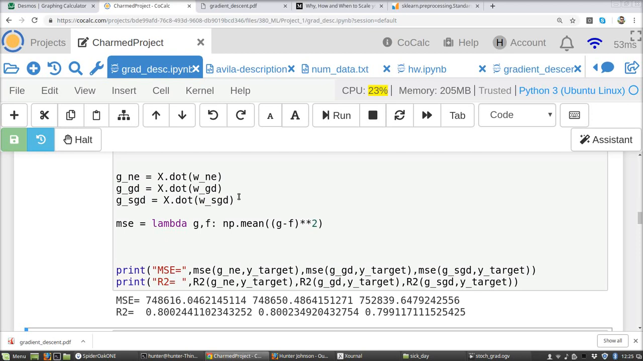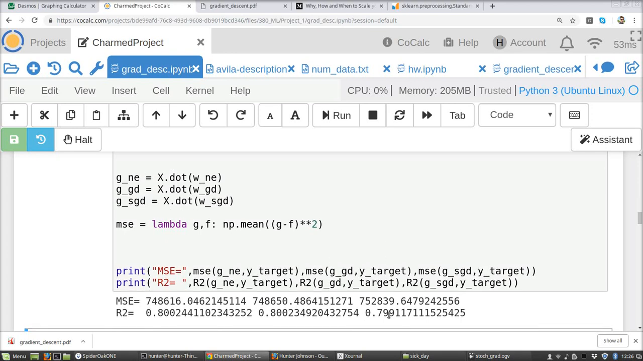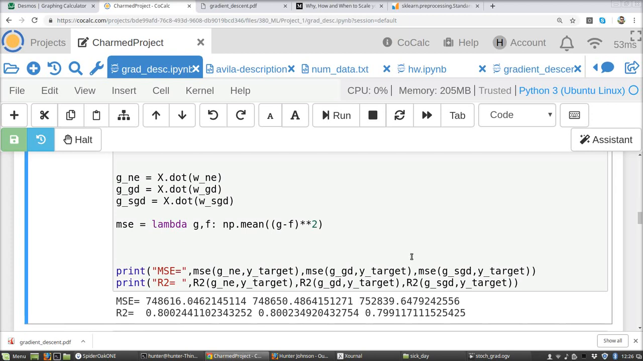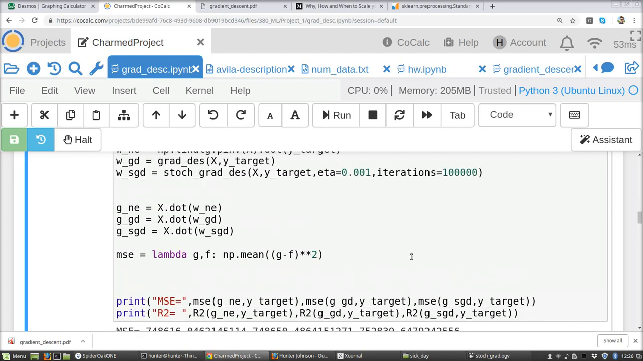So they all perform about the same. They all have an R2 score of about 0.8, which is a really decent score. So the algorithm is working. For stochastic gradient descent, you can see that it's off by a little bit, but this is 79.9. It's pretty close. So they're all basically the same.